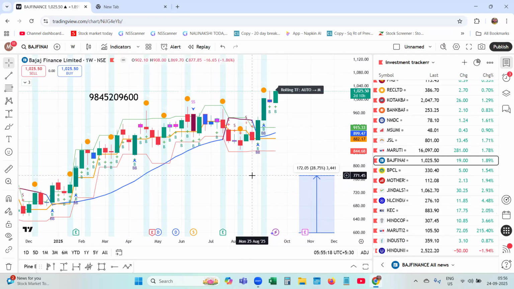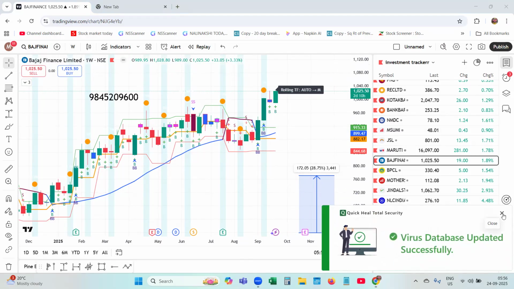But what if you make a right entry into the stock, and you gain this profit within a shorter period of time? That will be very, very beautiful. Your time will be saved, and what more, you can shift to another stock also. See how to pick up this stock. I'm going to show you, and this is a beautiful TradingView platform which has been designed.